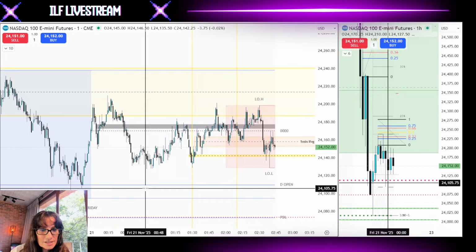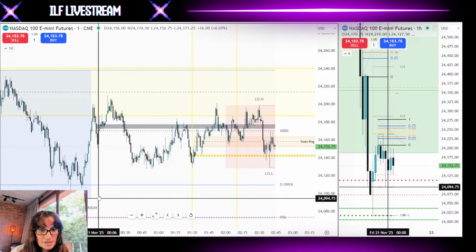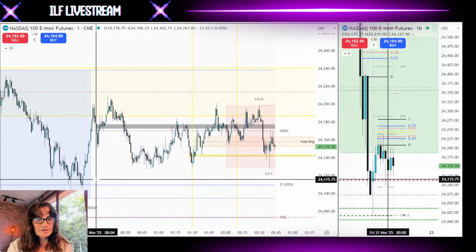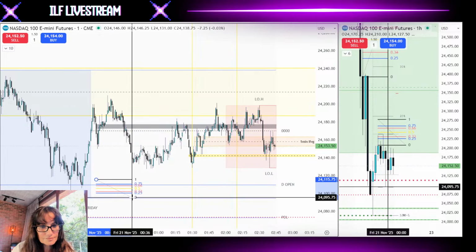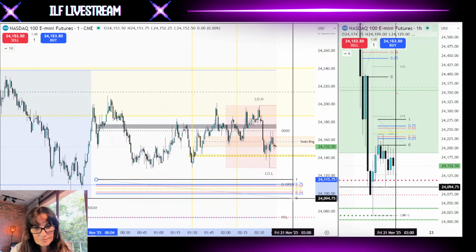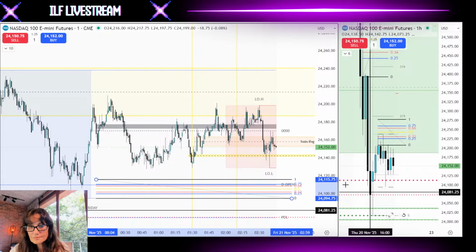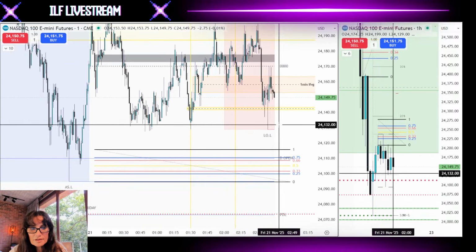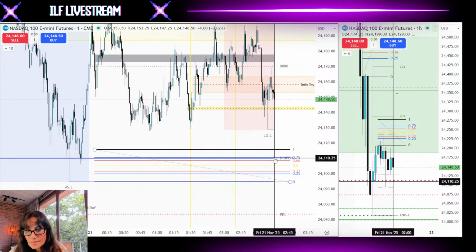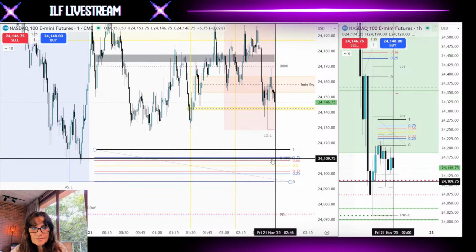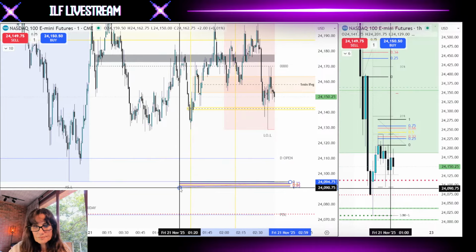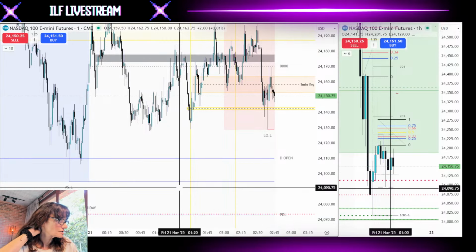I'm just looking at this wick here. We did reject from it already, so this could be liquidity, but on a day like this, let me see. Let me show you something. I wonder if this is going to be a rejection, this little one here. I just don't trust the whole move yet.